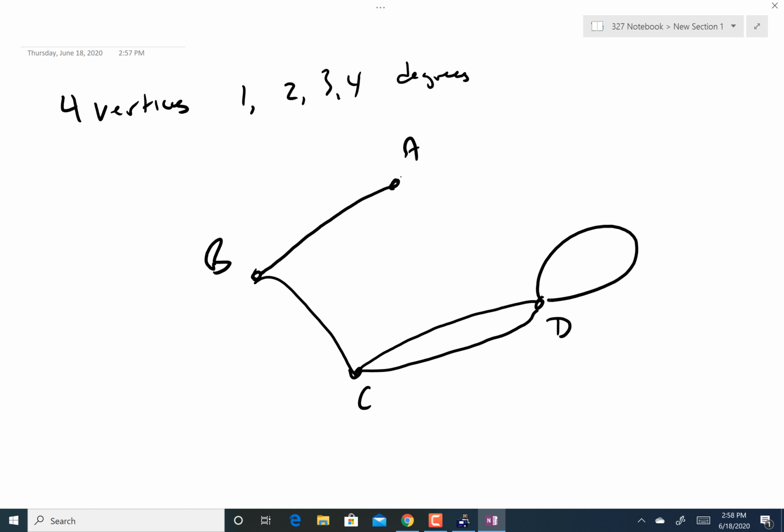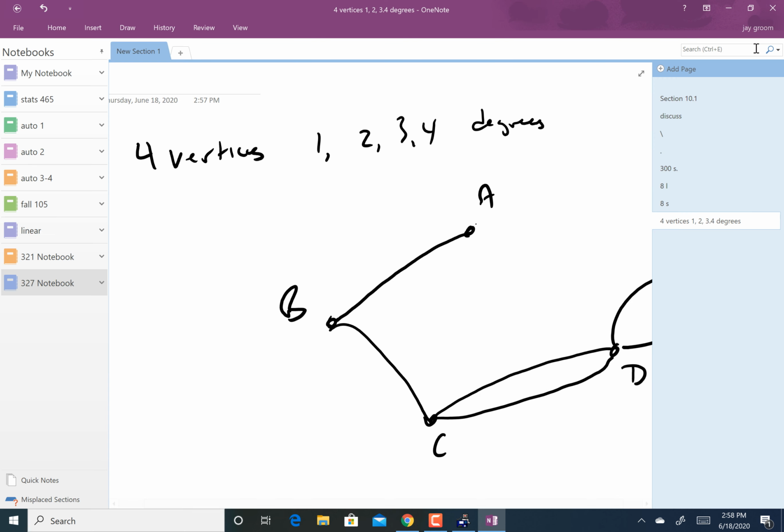There's not a lot to it. It's just getting comfortable with them. It's somewhat fun, I think. Now, we are going to do 10.2 together at the same time.